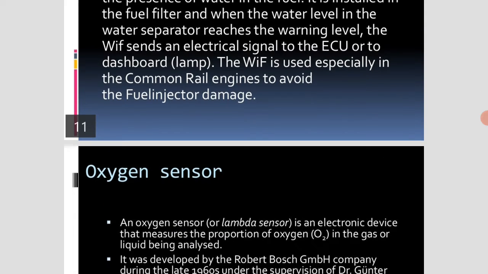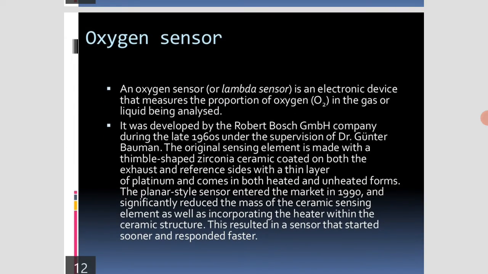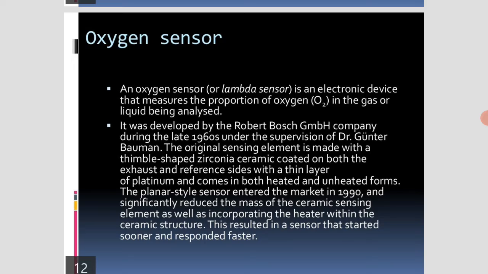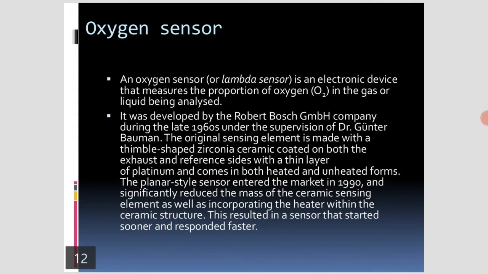Oxygen sensor. An oxygen sensor or a lambda sensor is an electronic device that measures the proportion of oxygen (O2) in the gas or liquid being analyzed. It was developed by the Robert Bosch GmbH company during the late 1960s under the supervision of Dr. Gunter Baumann. The original sensing element is made with a thimble-shaped zirconia ceramic coated on both the exhaust and reference sides with a thin layer of platinum and comes in both heated and unheated forms.